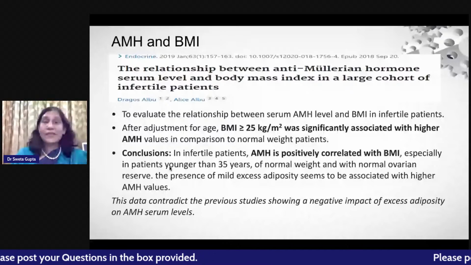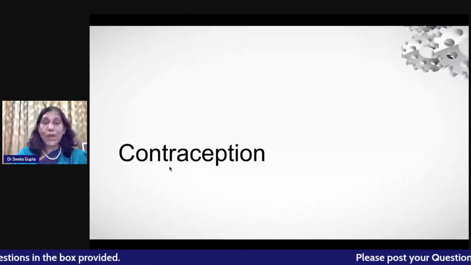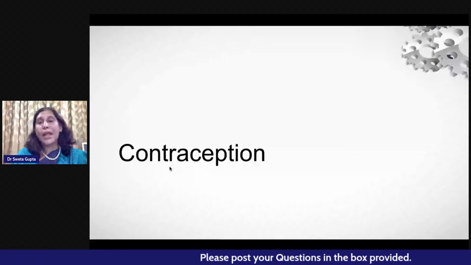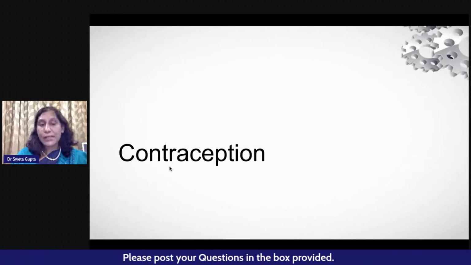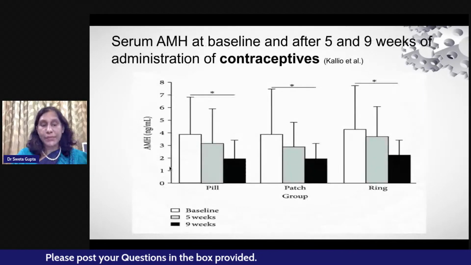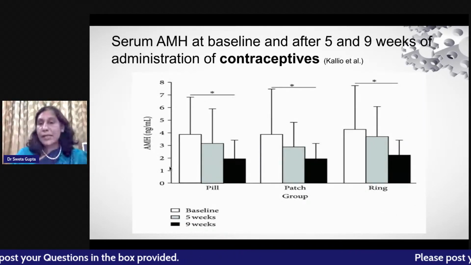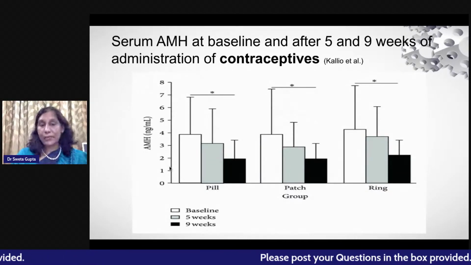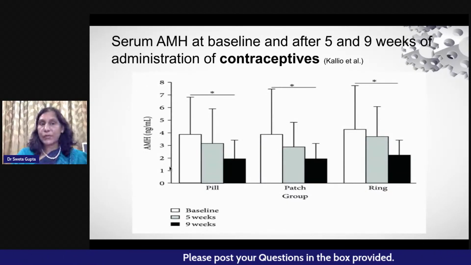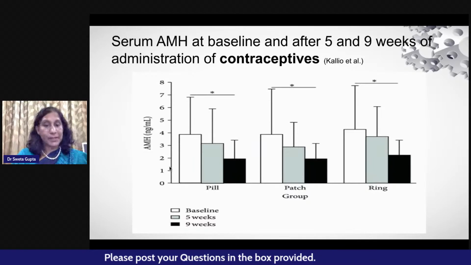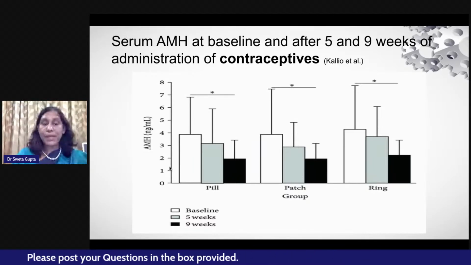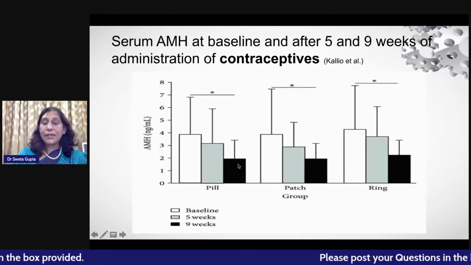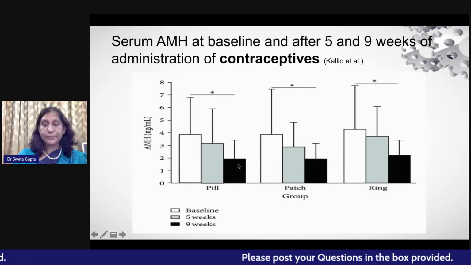So we still need many more studies to clearly define the relation between BMI and AMH. Now let's look into hormonal contraception. This is a study by Calillo et al., where they checked the AMH levels at various periods of the administration of contraceptive pills. As compared to the baseline, you can see at 5 weeks it has lowered, and it has further lowered at 9 weeks.